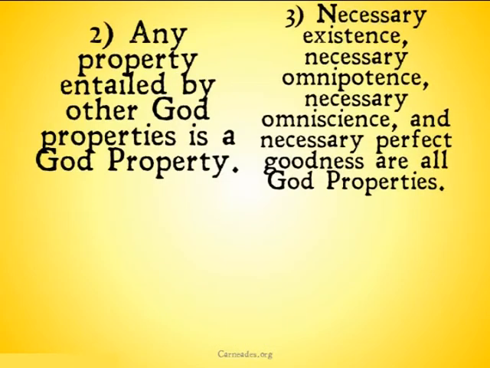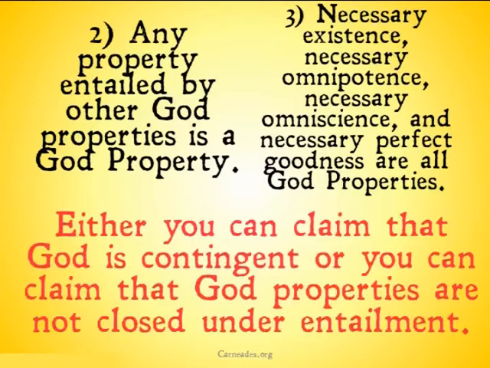Now, for premise 2 and premise 3, there are a couple of ways that we can object to this. Either we can claim that God is contingent, that God doesn't necessarily exist or be impossible, that in some possible world God could exist with some of his properties, but not the property of necessary existence. Or we can claim that God properties are not closed under entailment. Let's take a look at what each of those objections would look like.